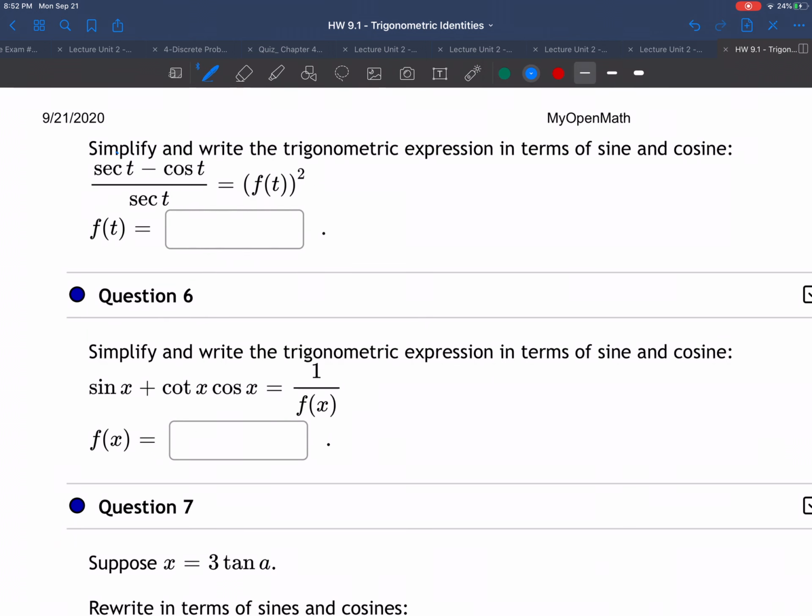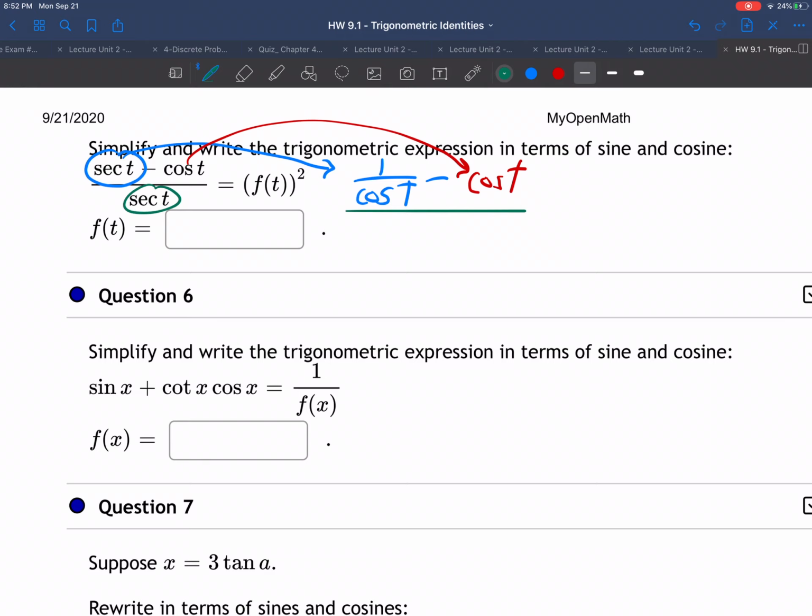So I'm going to grab this secant right here. What was secant? 1 over cosine of t, minus, and then cosine. That's just cosine. Nothing needs to be changed about that guy because he's already a cosine, right? We're making everything sine and cosine. He already is. And then the bottom, the secant, what's he going to be? Again, he is 1 over cosine of t.